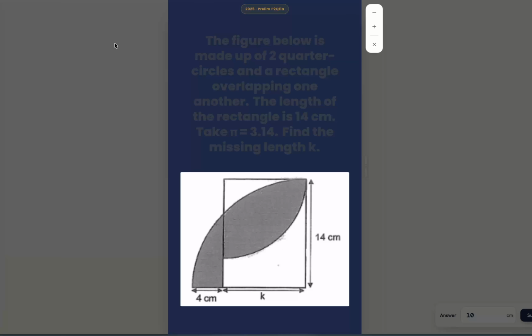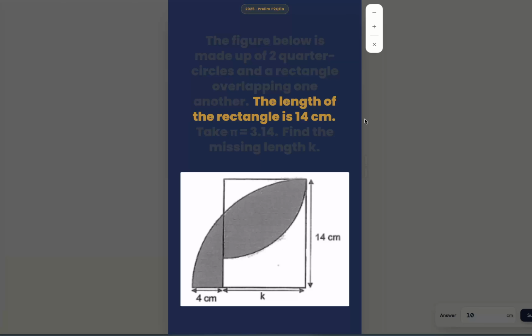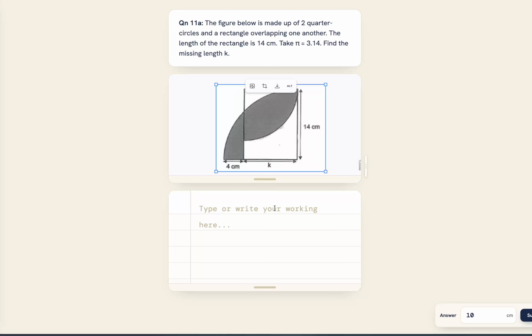Question 11, part A. The figure below is made up of 2 quarter circles and a rectangle overlapping one another. The length of the rectangle is 14 centimeters. Take pi equal to 3.14. Find the missing length k. So it's over here. I think this is pretty straightforward. So 4 plus k is equal to 14. That means k is equal to 14 minus 4. This will be 10 centimeters. Okay.